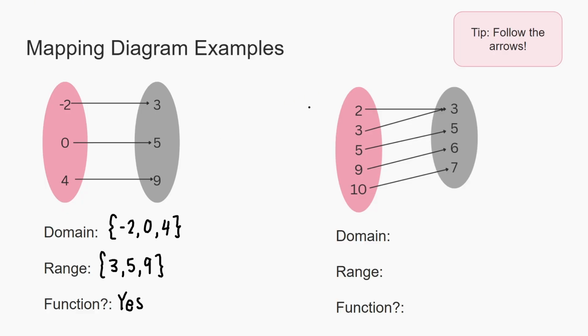Now, for this question, let's find our domain. Our domain, like last time, is going to be this left side here. So it's going to be 2, 3, 5, 9, and 10. Our range is going to be the right side. In this case, 3, 5, 6, and 7. As you can see, there's two things that are pointing to this 3, but because we're writing it in set notation, we only have to write this 3 once.